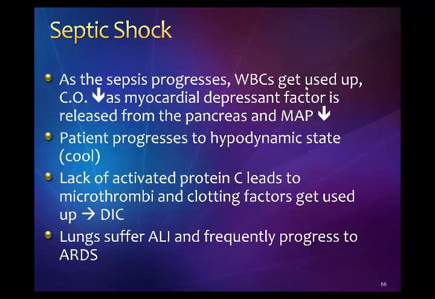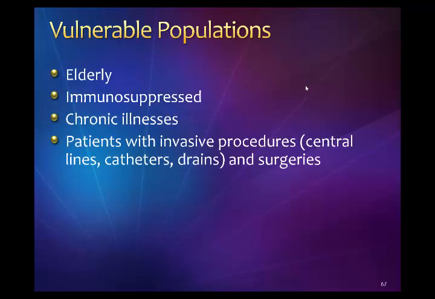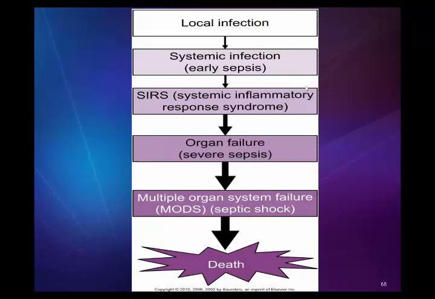ARDS, look for that. Are they going into refractory hypoxemia? That type of stuff. Then you've got to consider your populations and who's at risk for developing this. So you've got to think of the elderly, immunocompromised, or a patient that maybe had a transplant that's on autoimmune drugs to prevent the rejection of the organ, those types of patients, invasive procedures, and so forth.